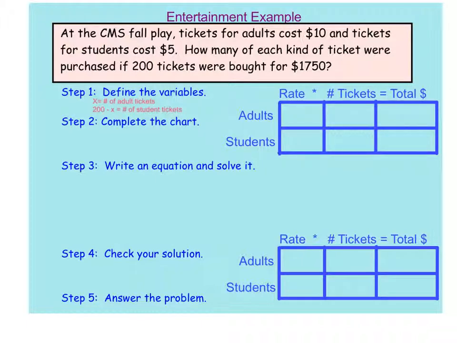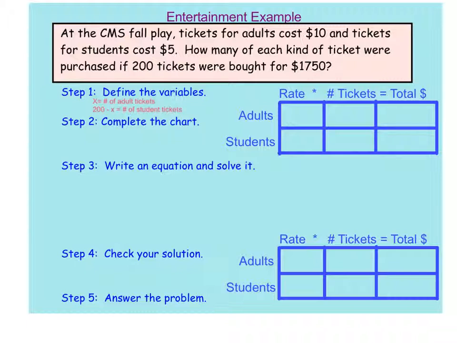Remember, it all has to be defined in terms of one variable. So I chose to make my x equal the number of adult tickets in this example. Since I know that there were 200 total tickets purchased, then that means 200 minus x equals the number of student tickets. Remember, these two things can be changed around, but then it changes how you use them right here in the chart.